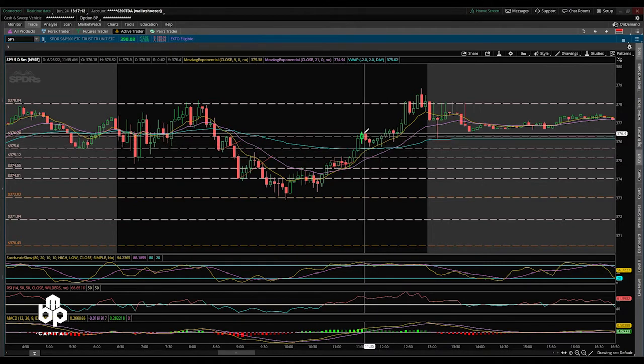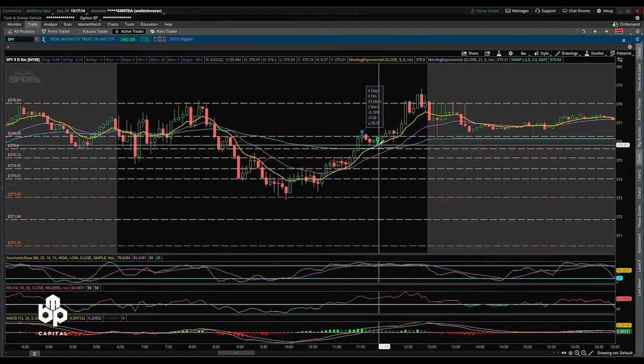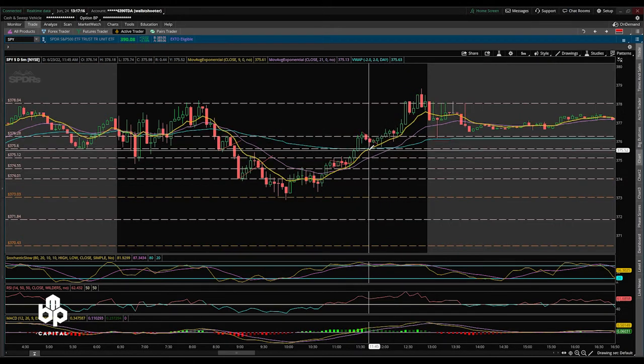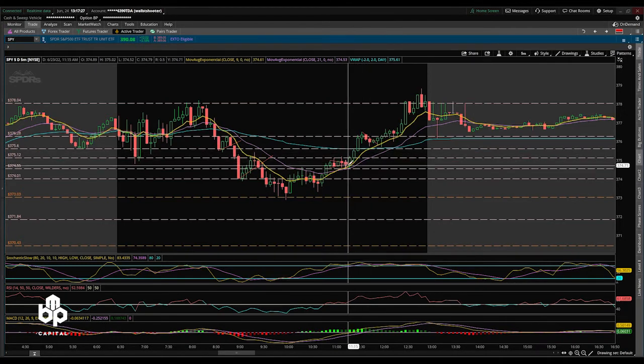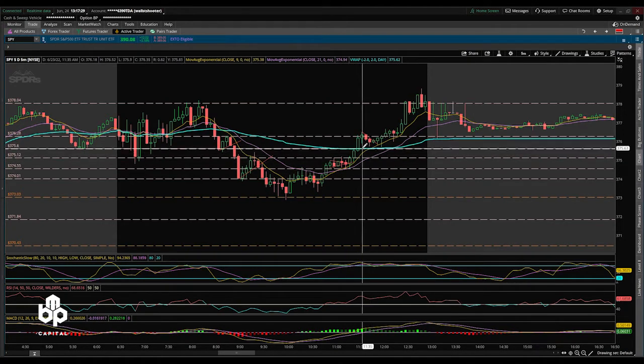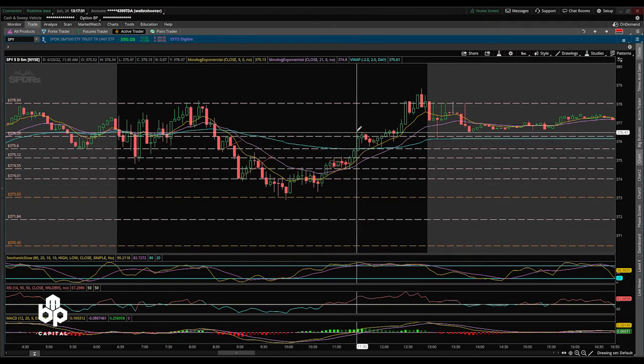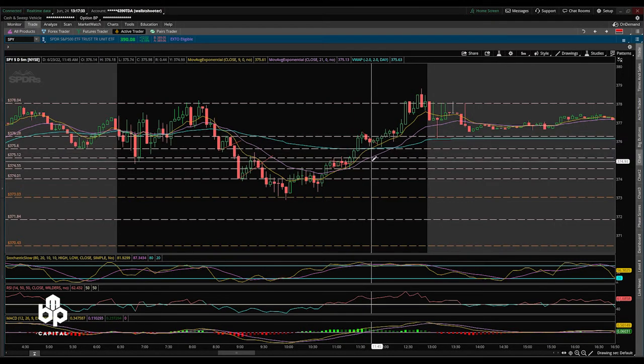You got a pullback, right? Pull back here to the 9. Again, what I tell you, we overextend from the 9 MA. Price action will find the 9 MA eventually. Guys, I'm not selling y'all nothing. It's right here. I'm showing you. Overextend from the 9. We pull back to the 9.